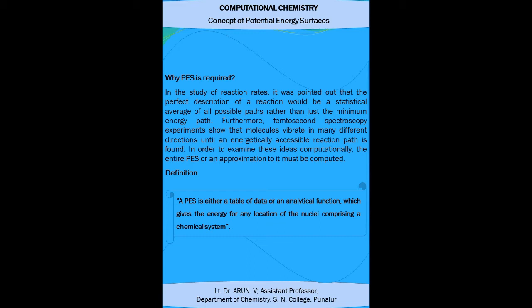In order to examine these ideas computationally, we should know the entire potential energy surface, or an approximated potential energy surface with regard to that reaction. It should be calculated or computed. A potential energy surface is a table of data or an analytical function which gives the energy for any location of the nuclei comprising a chemical system.